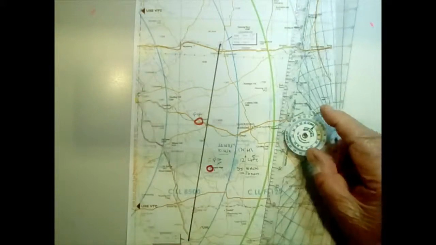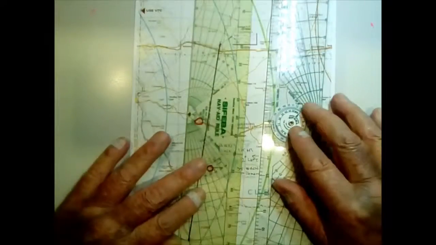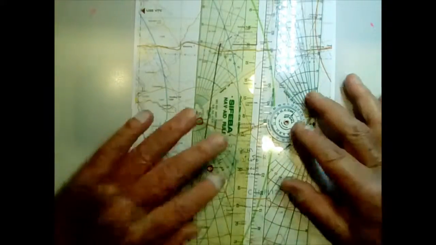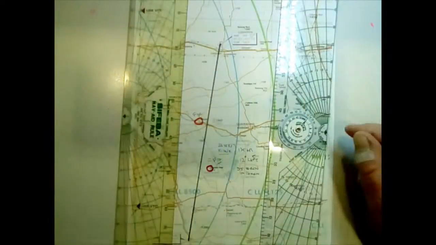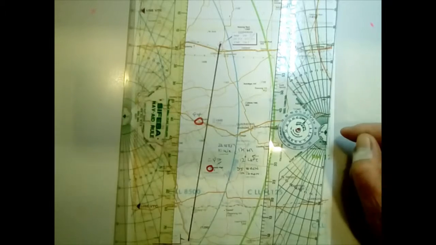That's an example of how the Nav Aid Rule is used. And I suggest that every pilot should have one in their pocket, or at least in their flight bag.